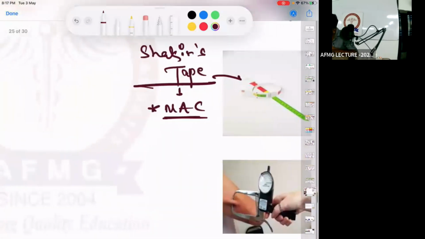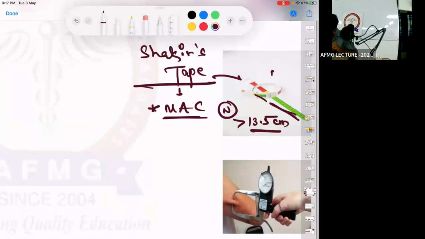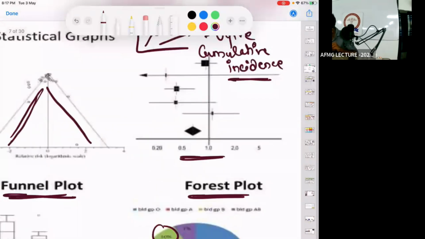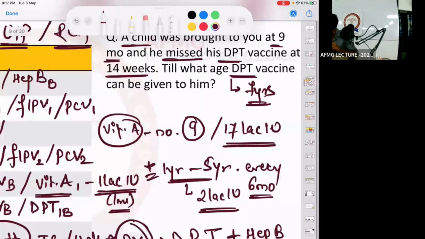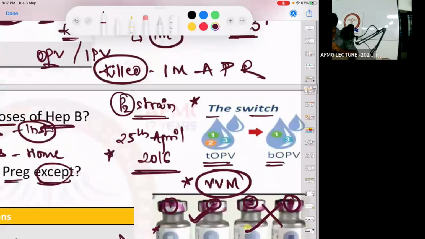Please remember, the green zone indicates normal child. It is more than 13.5 centimeter. Yellow zone indicates mild to moderate malnutrition. It is between 12.5 to 13.5.